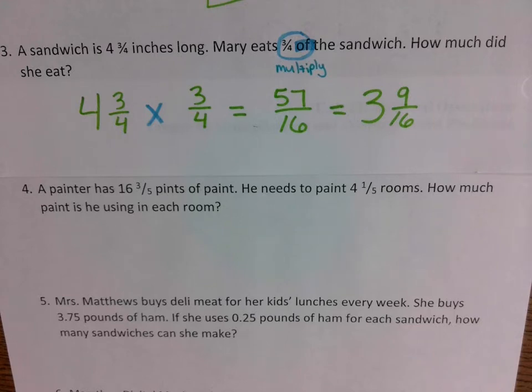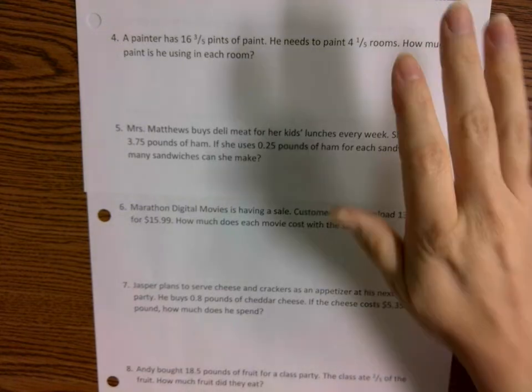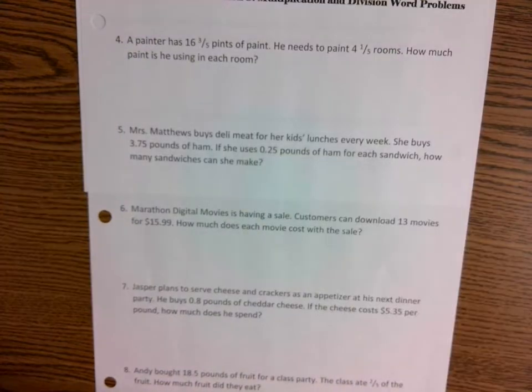All right, so for problem number 4, a painter has 16 3/5 pints of paint. He needs to paint 4 1/5 rooms. How much paint is he using for each room? Are we going to multiply or divide?